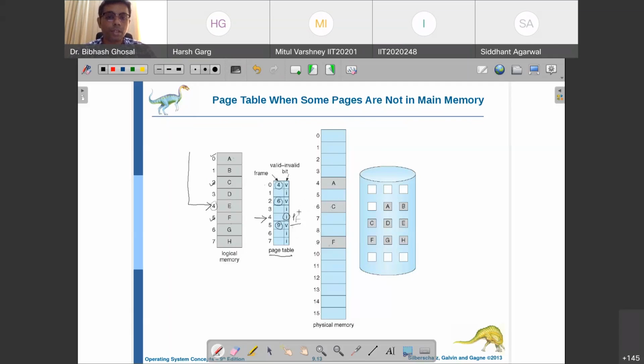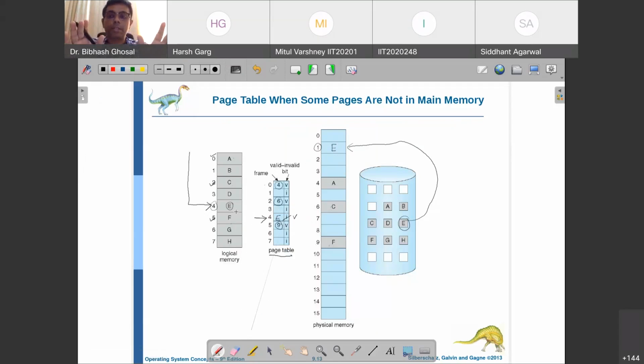So what will happen is this particular page, E, will be brought into the physical memory. And if there is a free frame where it can sit, yes, there are free frames here, it will be placed. And its corresponding entry will now be updated to V. This value will be dropped here, and now we have a valid page.